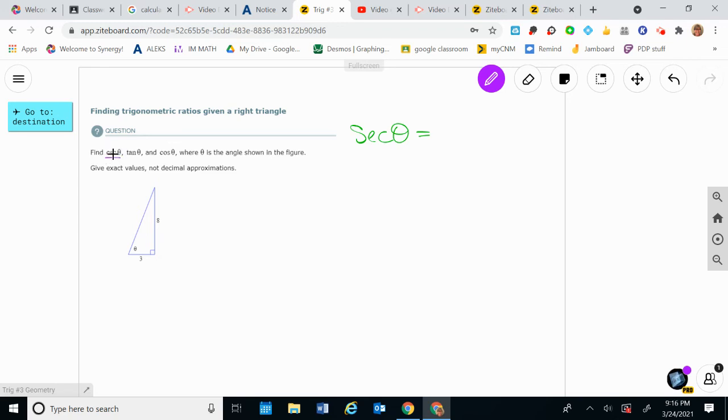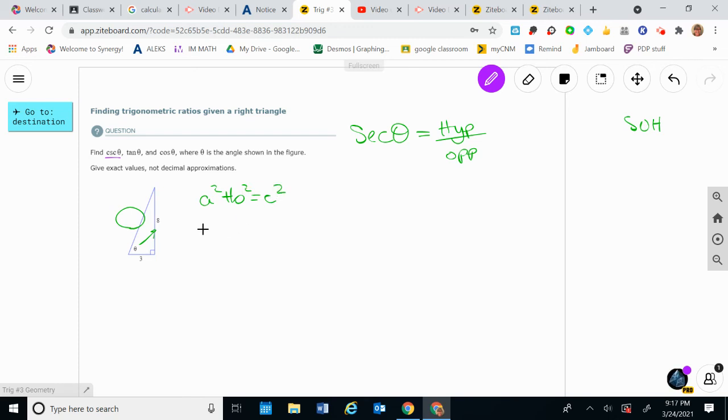So we need to find sine. Okay, secant is, if sine is opposite over hypotenuse, secant is hypotenuse over opposite. Okay, so here we are at theta, and we need the hypotenuse, dang it. We have the opposite, but we don't have the hypotenuse. So you're going to use a squared plus b squared equals c squared.